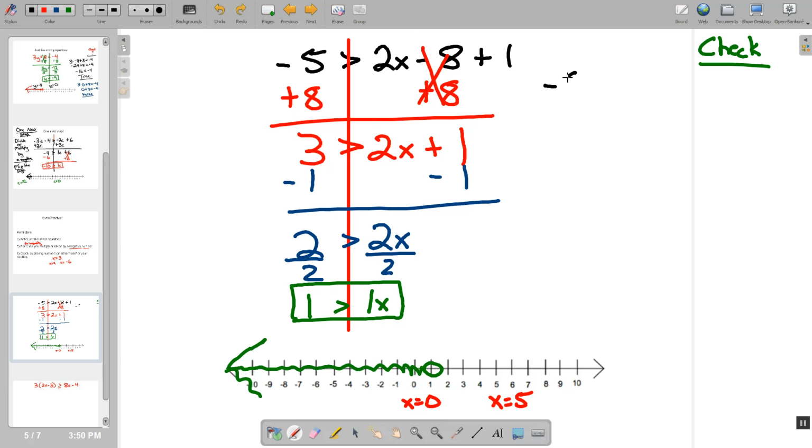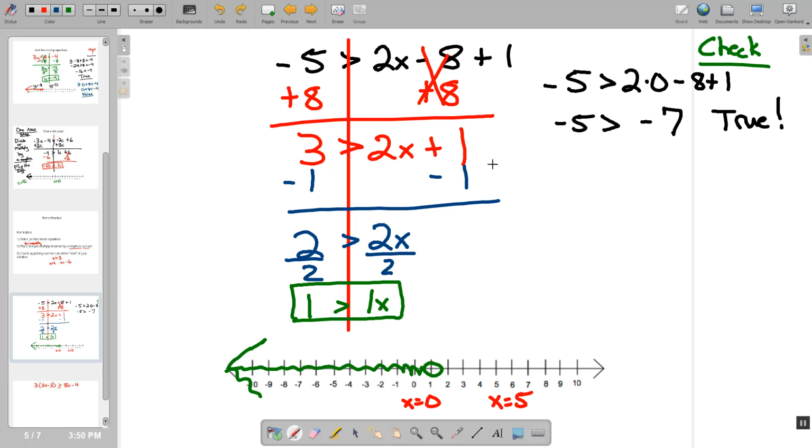So let's do the 0 first. I'm going to do negative 5 is greater than 2 times 0 minus 8 plus 1. Well, this is 0, and negative 8 plus 1 is negative 7. And negative 7 is smaller than negative 5. So this is true, which is good. So let's try the next one.